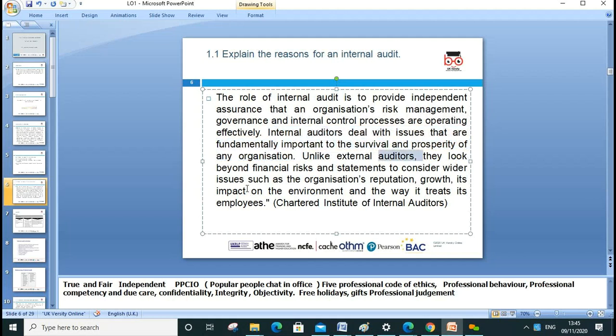Unlike internal auditors, external auditors look beyond the financial risk. They consider the wider issues: reputation, growth, impact on the environment. So internal audit is more about the sustainability and prosperity of the organization, and whether we are following the rules or not. Any question? No, this is perfectly clear.